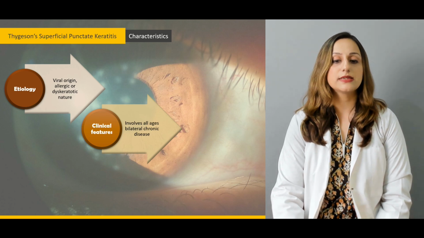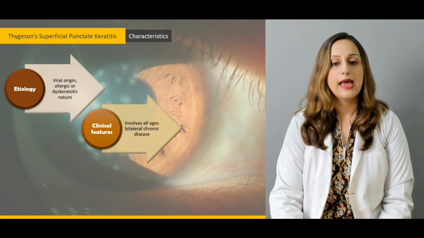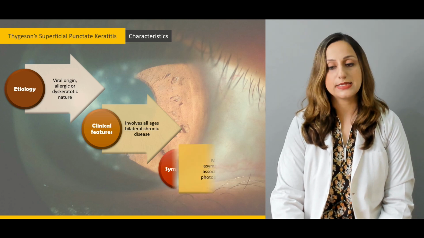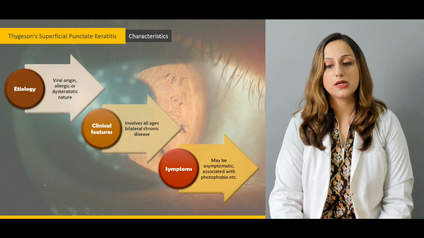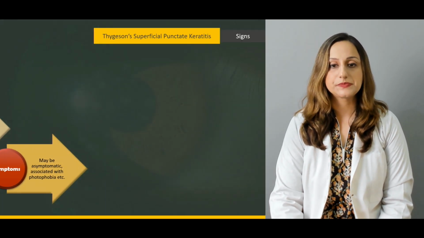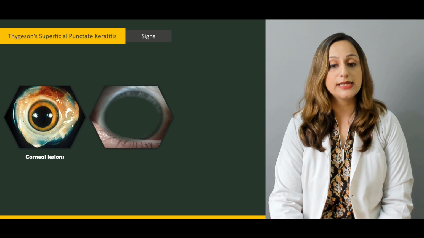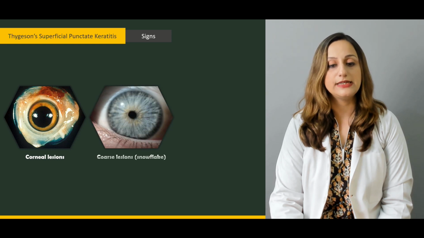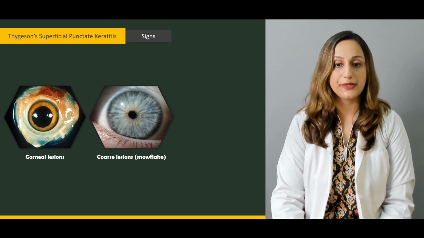The clinical features: it basically involves all ages. It is bilateral in origin, and it's usually a chronic disease. It may be asymptomatic and is usually associated with photophobia. The signs in this Thygesson's variety are the corneal lesions that you would observe, and then finally you're going to look for the coarse lesions, that is the snowflake appearance of the cornea.